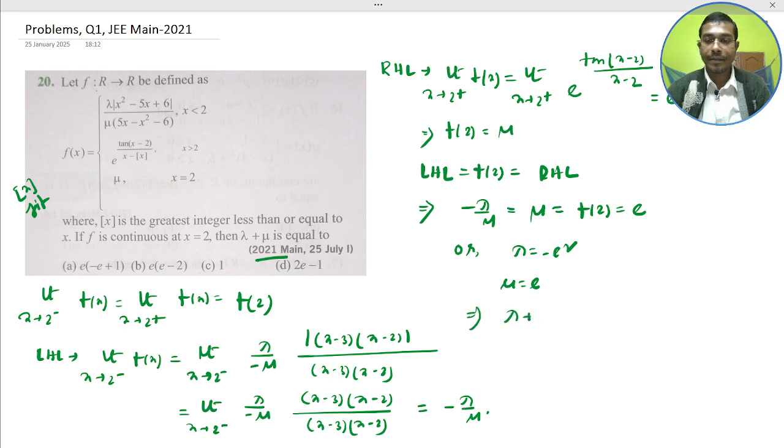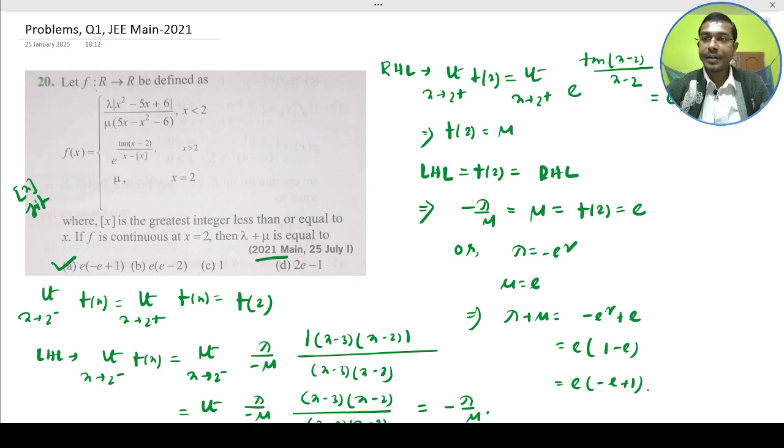So you have to find lambda plus mu. What? Minus e square plus e. E should be common here. So, 1 minus e. So I just write e times (1 minus e), or e minus e plus 1. A would be your correct answer. E common, minus e plus 1. Next.